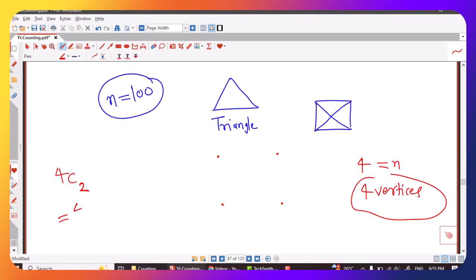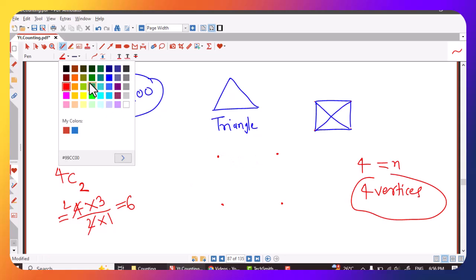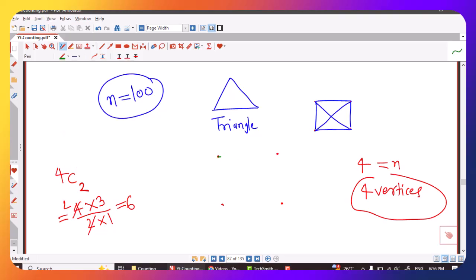So we can see the 4C2 becomes 4 into 3 divided by 2 into 1, that is 2 will get cancelled, and 6 line segments are possible by joining any two vertices out of these four vertices. And we can check also, because we have only four vertices. This is one line segment, this is second, this is third, this is fourth, and we can join these two vertices and these two vertices. So there are total 6 line segments by joining two out of these four vertices.